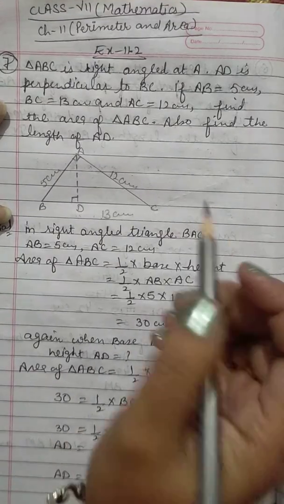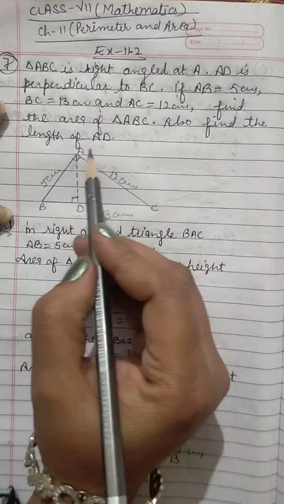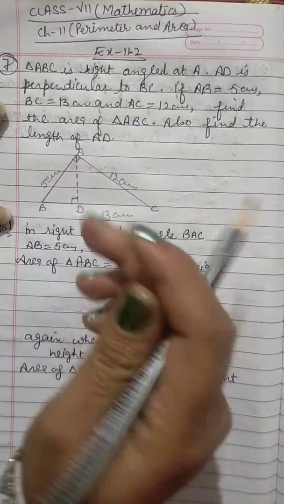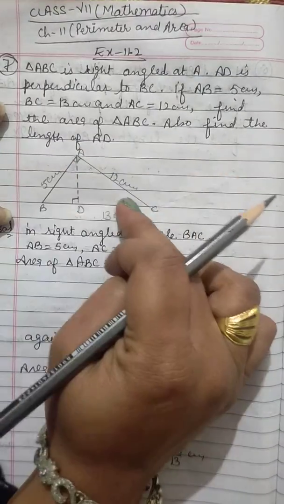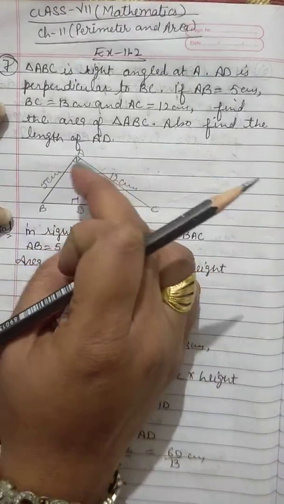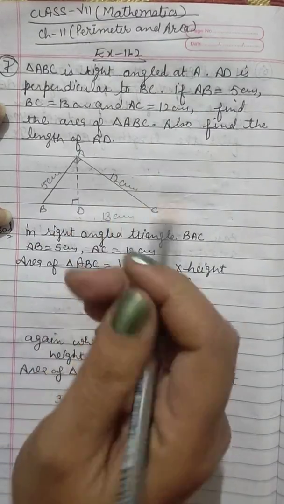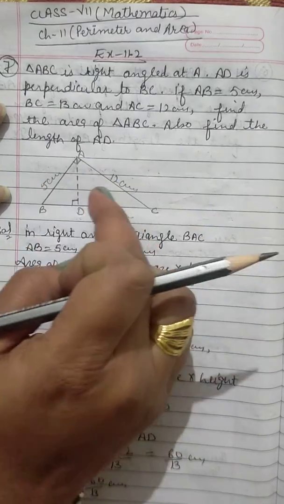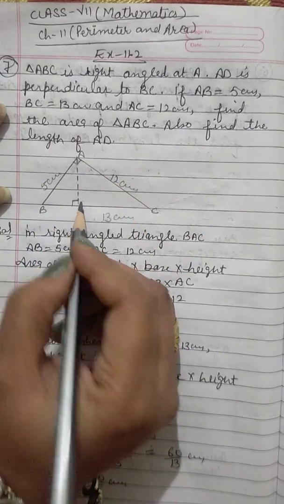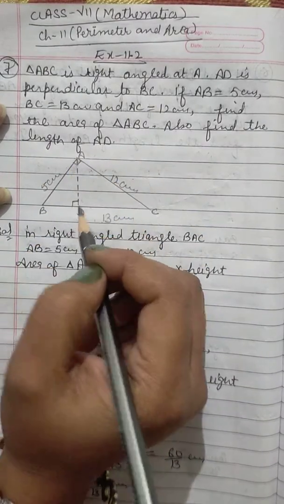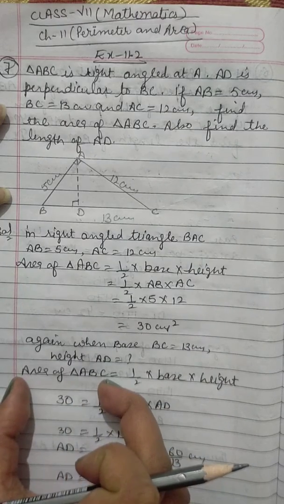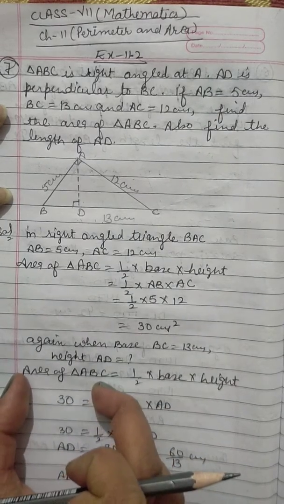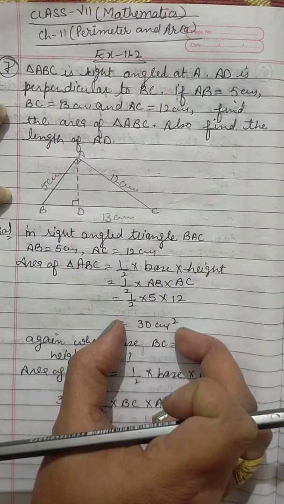Then next we have to find out the length of AD. It means again AD is perpendicular in the same triangle. It means if I find out the area of triangle ABC with the help of AD as height and BC as base, it will be the same in this triangle. So what we'll do here, to find out AD, again we'll apply the area of triangle, but in place of the area of triangle we'll put the area's value directly.